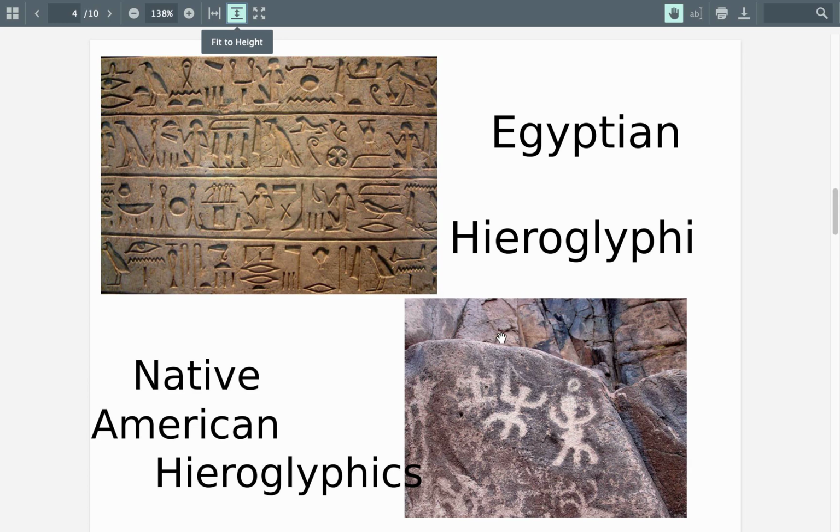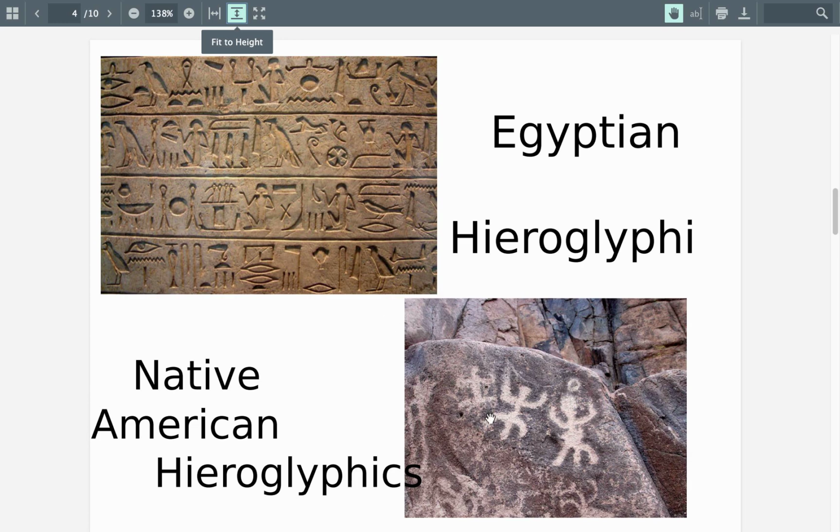Before people used letters to write, they wrote using pictures. Can anyone think of examples of this kind of writing? This kind of reminds me of emojis that you guys use today to express your feelings and your thoughts. But a long time ago in Egypt, they used these pictures and symbols to represent a story or words. And these are called Egyptian hieroglyphics.